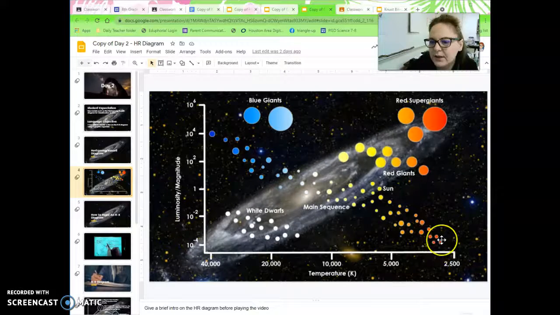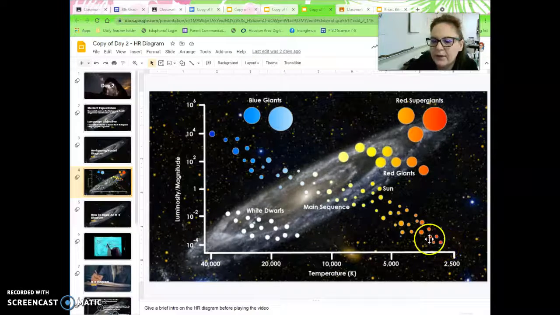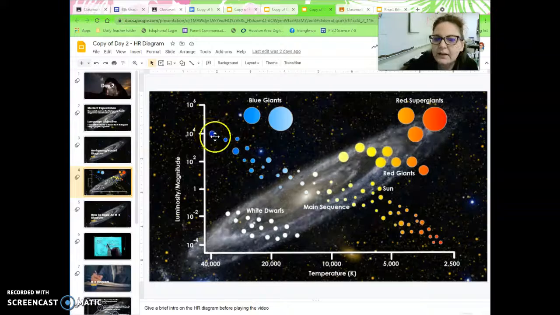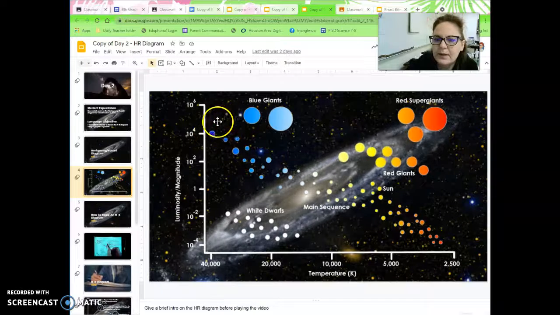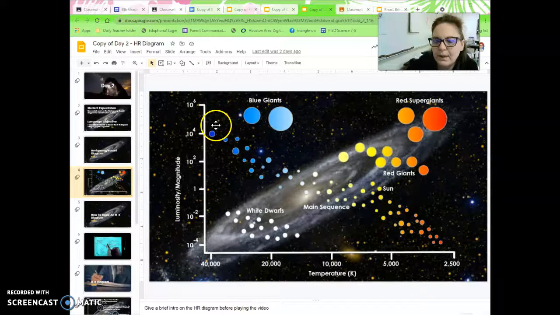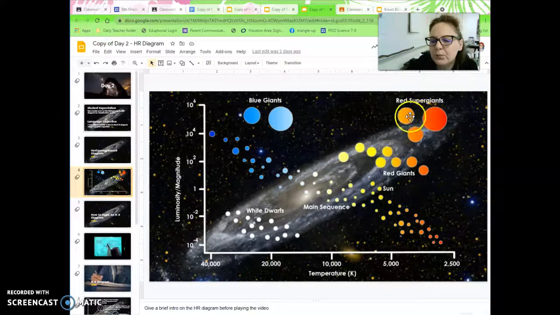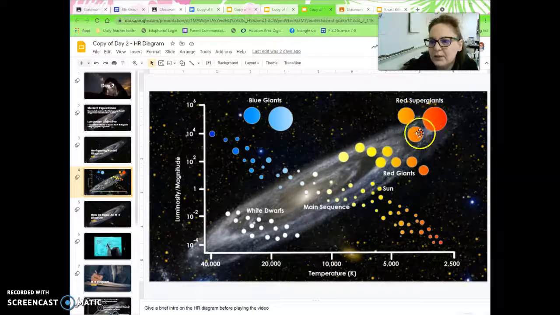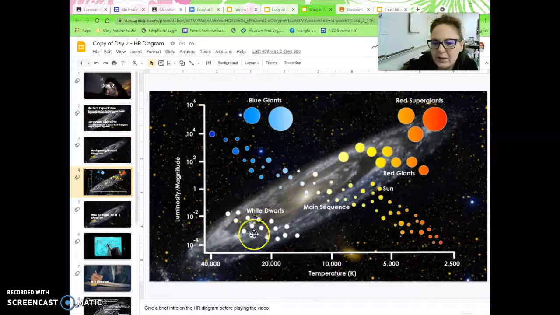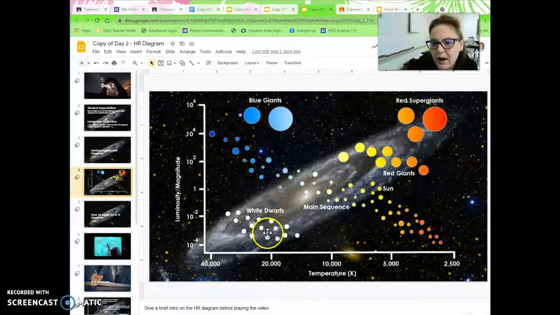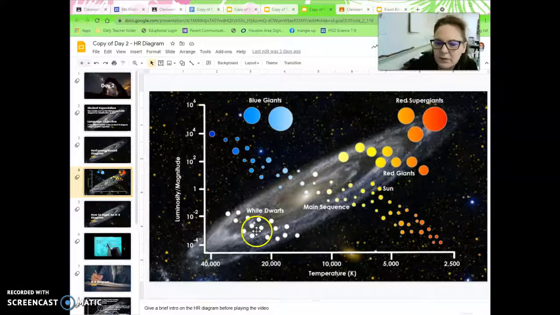So things that are very, very cool and not very bright or dim would be in this lower right-hand corner. If they're very, very hot and very, very bright, then they'd be in this upper left-hand corner. If they're larger and brighter, but they're getting cool, then they're going to be in this upper right-hand corner. And then if they're really, really small, which makes them not very bright, but they're still very hot, then they'd be in this lower left-hand corner.